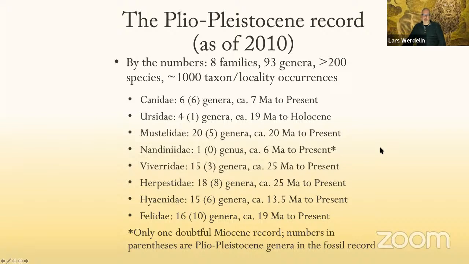There are a lot of things you could say about the carnivores of the Miocene. In fact, in the Miocene, there's an entirely different order of carnivores, the hyenodonts in Africa, that are very interesting and competed with the order Carnivora. But we'll stick to the Pliocene in this talk.